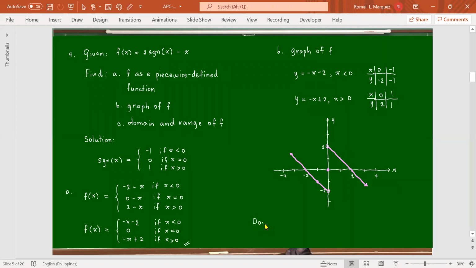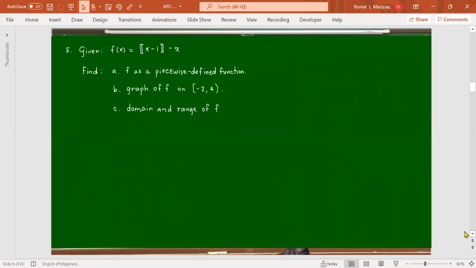All real numbers. What about the range? Anyone? What about the range? Look at the graph. All real numbers din po. Set of all real numbers, no? So it is what? Confusing, no? If you don't look at the graph very well, you won't say that it is the set of real numbers, no? But looking at it, it's really the set of all real numbers. Clear, guys? Any question? What about number 5?